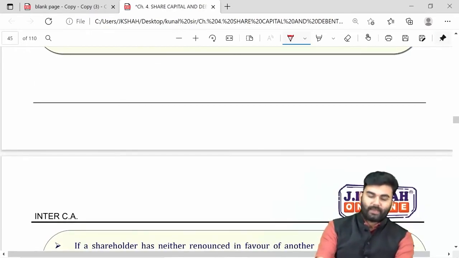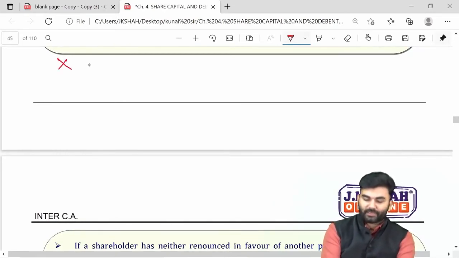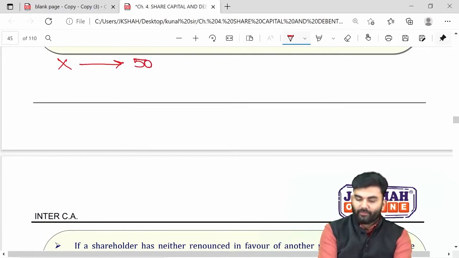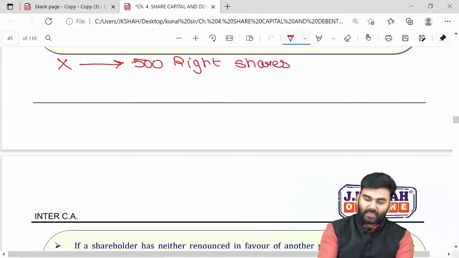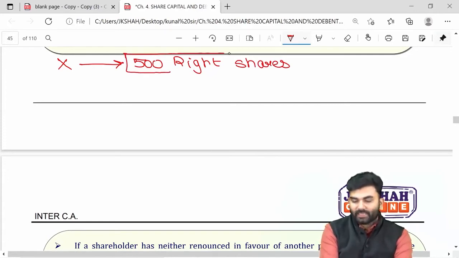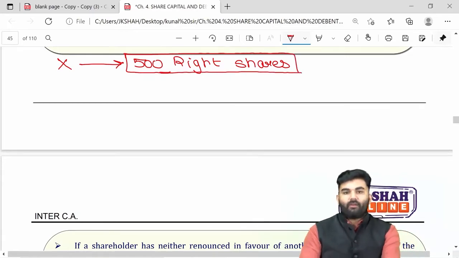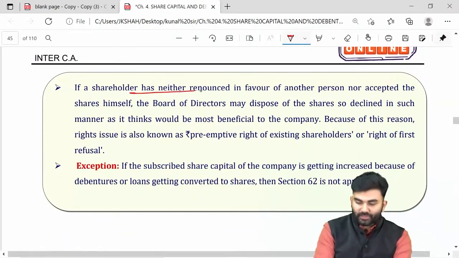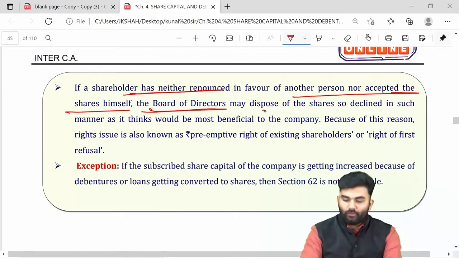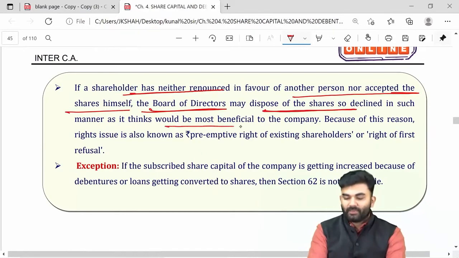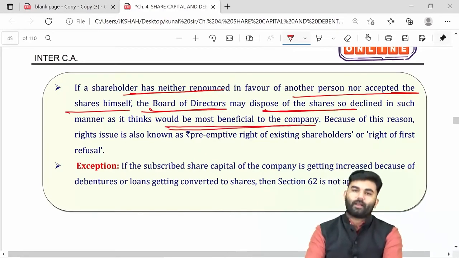For example, there is a shareholder of a company named Mr. X. He was offered 500 rights shares by the company. Now, if the articles of the company allow, then Mr. X can either renounce the entire rights shares or he can renounce part of the rights shares. However, if Mr. X neither renounces nor accepts the offer, then it is the board of directors of the company who will dispose of such shares in the most beneficial interest of the company.